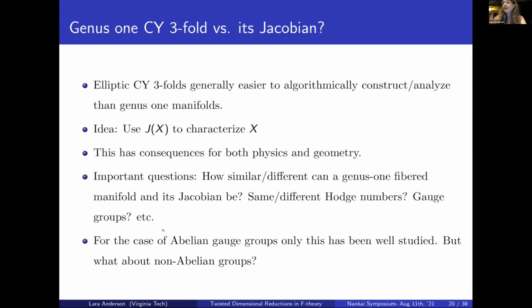However, a little bit more broadly, taking this in the context of all the Calabi-Yaus that we would like to understand, more broadly, the set of Calabi-Yau threefolds, this idea is going to have consequences for both physics and geometry, in that if we can understand how similar or different a given genus 1 fibered manifold and its Jacobian can be, that will help us to understand how to systematically construct these and how to bound their topological data. For the case of abelian gauge groups, this has been very well studied. And the thing I'm going to highlight as new material today will be what happens when you have non-abelian gauge groups, i.e. degenerations of your elliptic fiber.